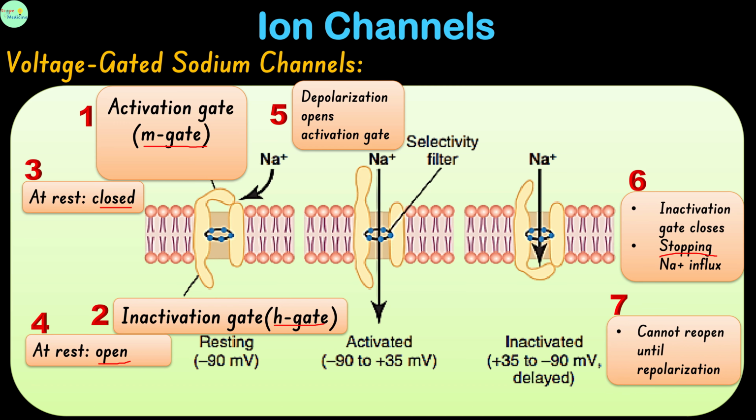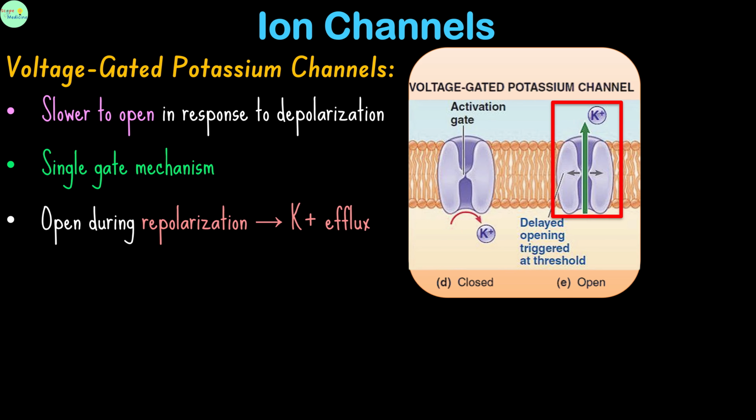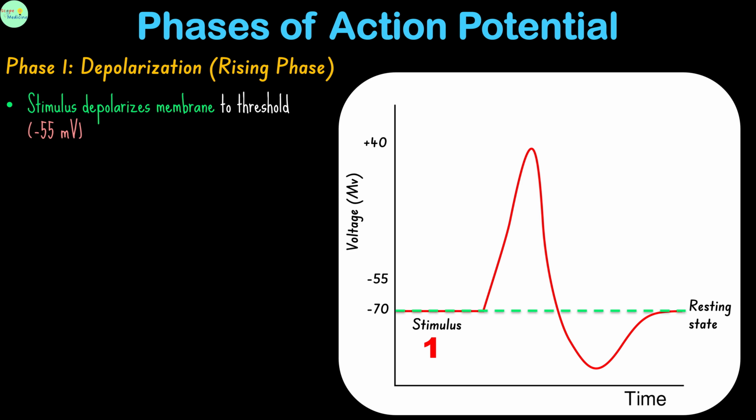inactivation gate reopens. Voltage-gated potassium channels have a single gate mechanism and open more slowly in response to depolarization, allowing potassium efflux during repolarization. Leak channels are always open and help maintain the resting potential. The action potential progresses through 3 distinct phases. Phase 1 is depolarization, or the rising phase.